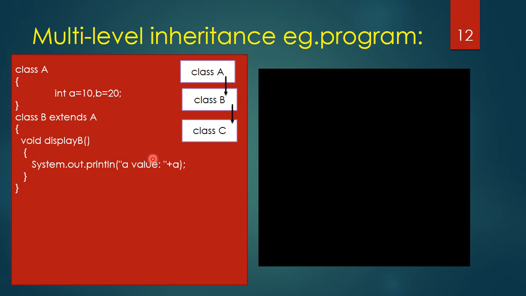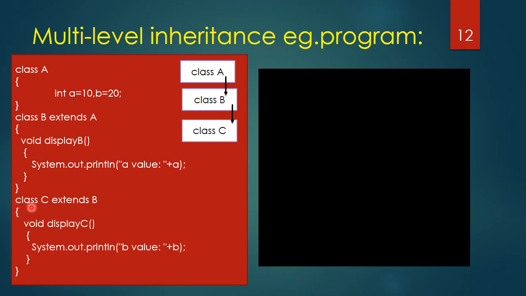Even though the a variable is not declared in class B, we can get that value from class A and print it here, because class B is the subclass of A, so it can get all properties from class A. In this example the a variable as well as the b variable are both available in class B. Next we create class C, which is the subclass of class B.